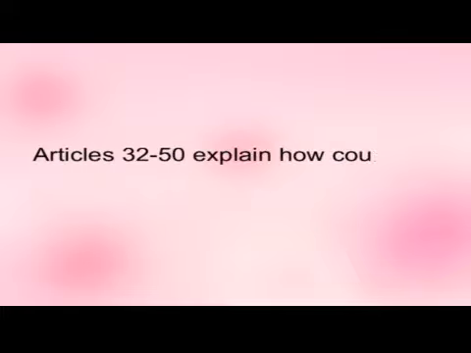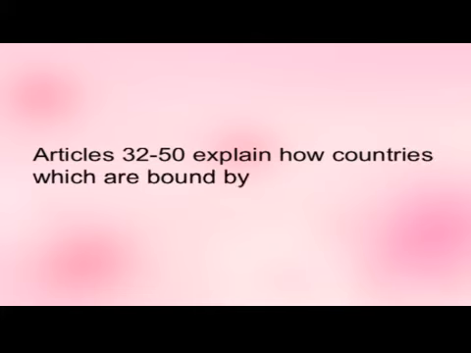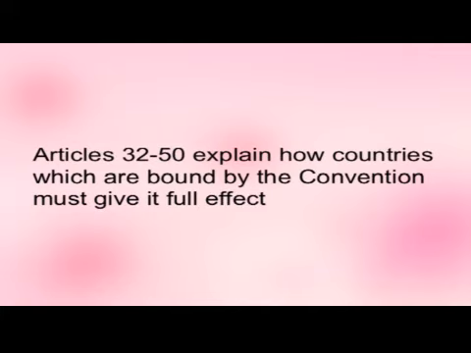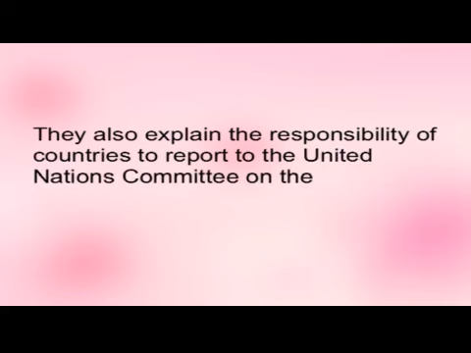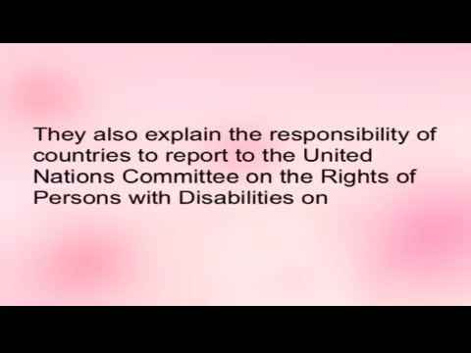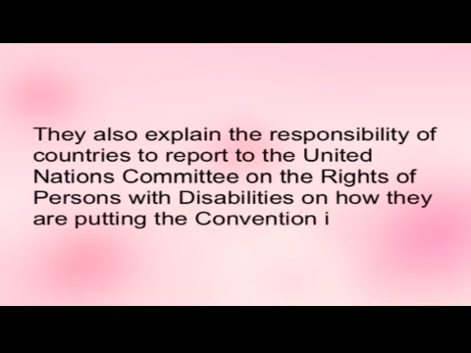Articles 32 to 50 explain how countries which are bound by the convention must give it full effect. They also explain the responsibility of countries to report to the United Nations Committee on the Rights of Persons with Disabilities on how they are putting the convention into effect.